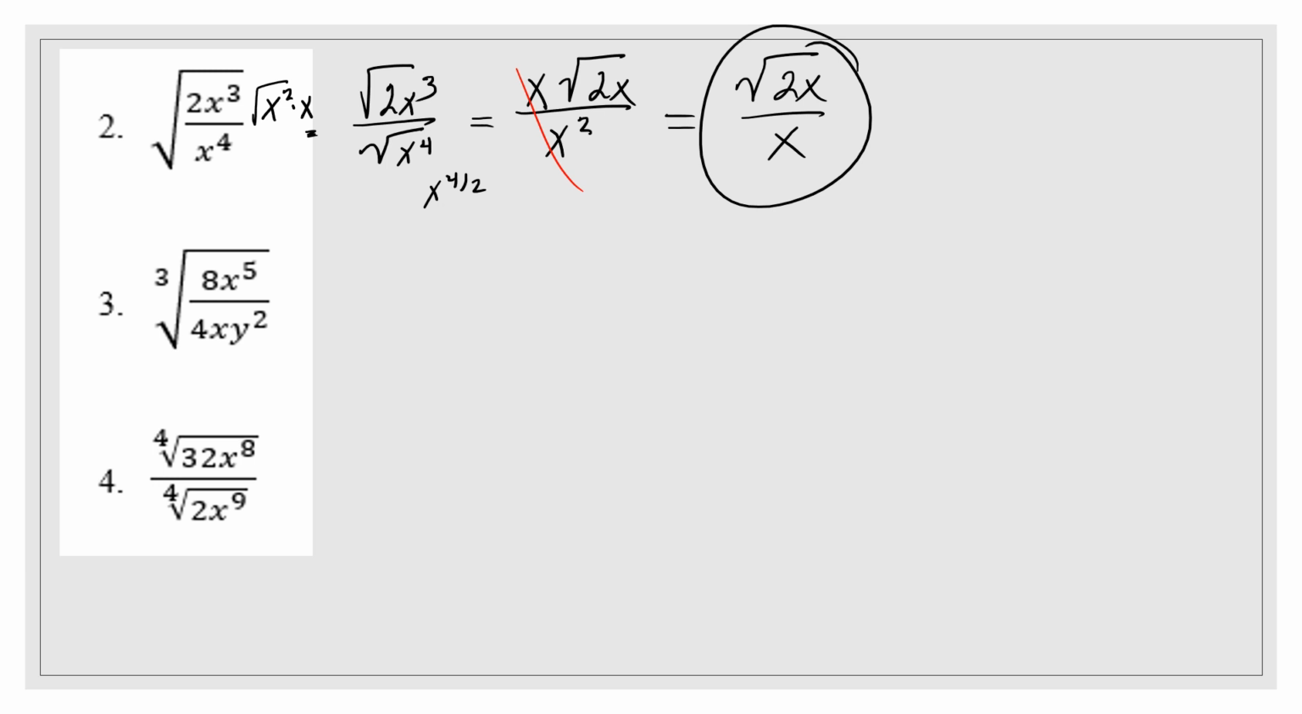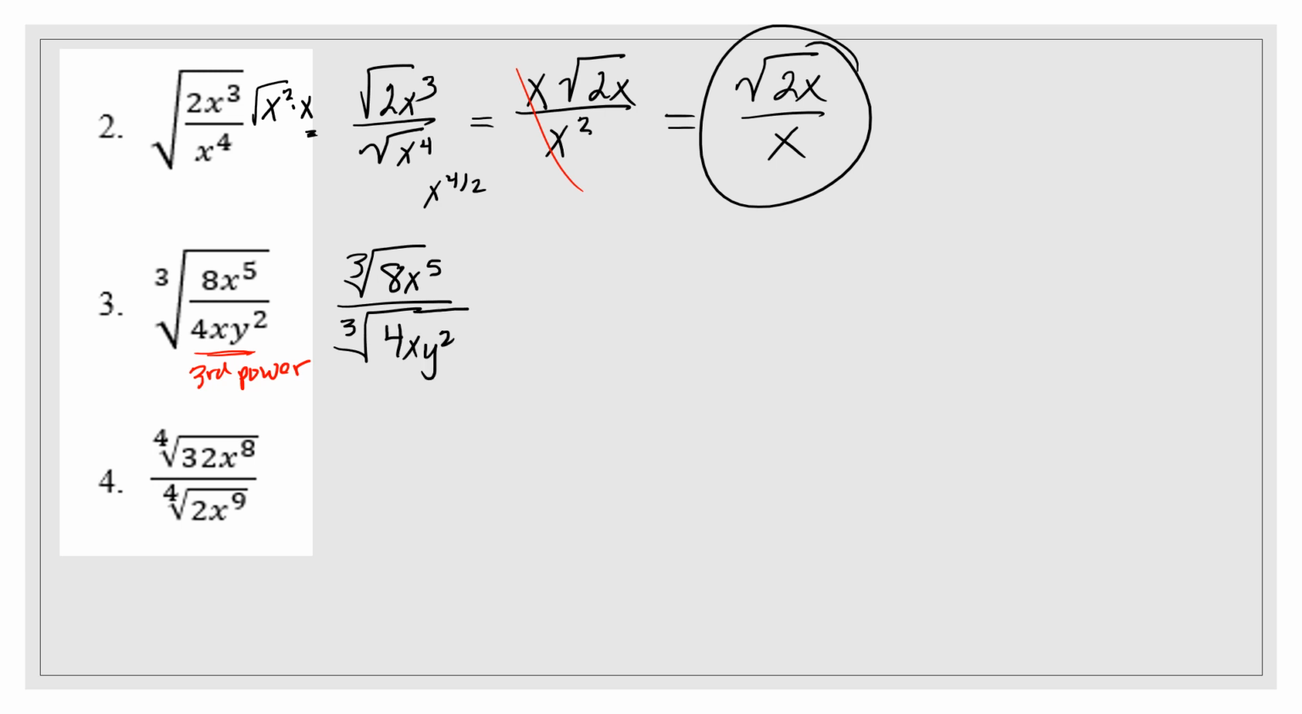Our third example, the cubed root of 8x to the fifth over 4xy squared. In this case, I need every term to be raised to the third power. So I need to multiply through by the denominator, but make them the third power, okay? So I'm going to separate out first like I've done for each of the others, the cubed root of 8x to the fifth over the cubed root of 4xy squared.